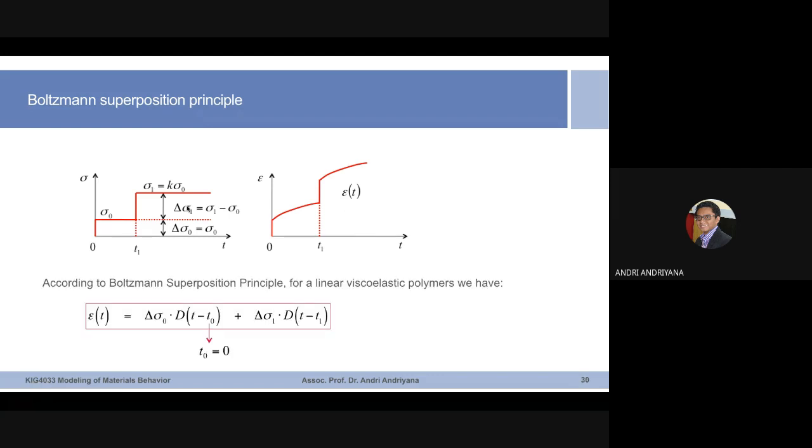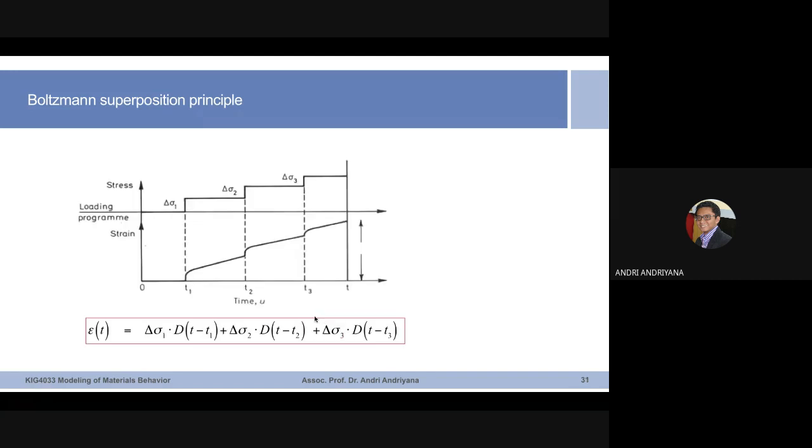Okay, so according to Boltzmann's superposition principle, for a linear viscoelastic polymer, we have epsilon t. What is the amount of increment that we have in the first loading? It is delta sigma 0 times D at time t minus t0, where t0 is 0, because sigma 0 starts at t equal to 0. Plus the second increment here, which is delta sigma 1 times the creep compliance, and this loading starts at t1. So we have to put the creep compliance at time t minus t1. This is how we write it.